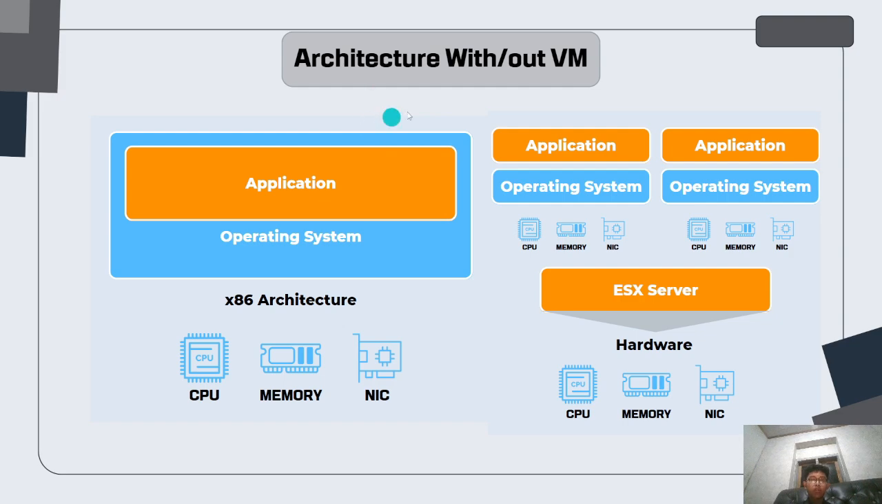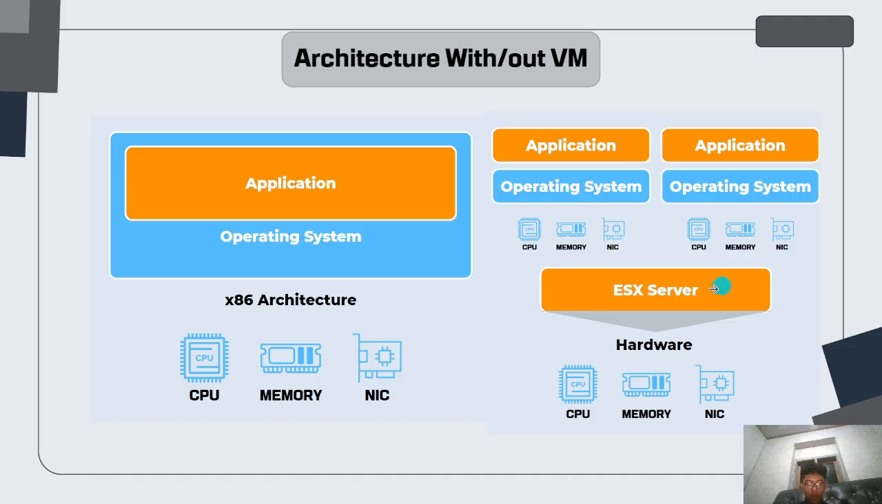So here there are two types of architecture, with or without virtual machine. For the architecture without virtual machine, there is CPU, memory, and NIC, which is the hardware of the laptop or the PC, and you can directly install the operating system, and after that you can install the application. And for the architecture with virtual machine, after the hardware, which is CPU, memory, and NIC, you can install the hypervisor. For this case, I'm using the ESX server.